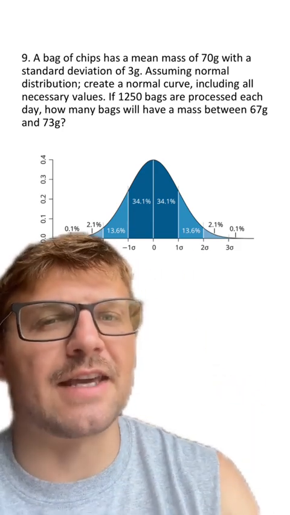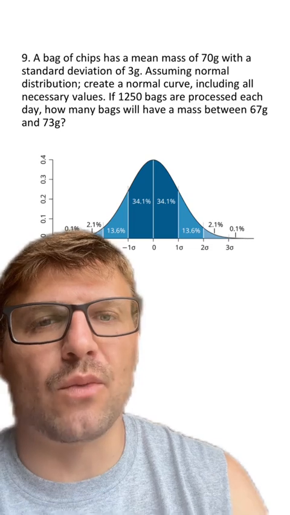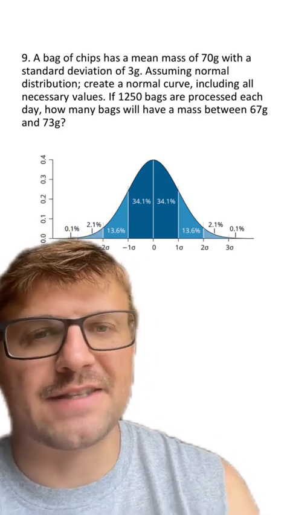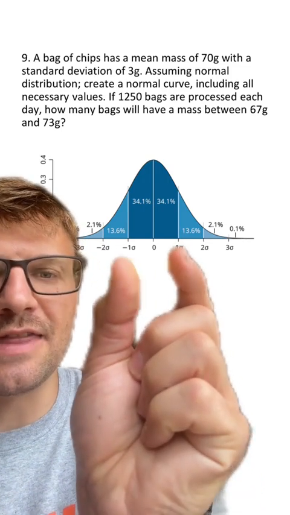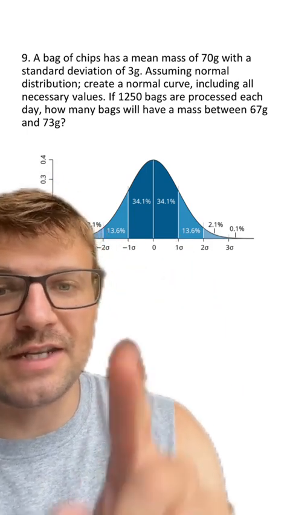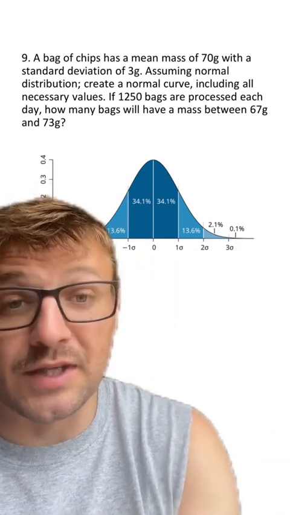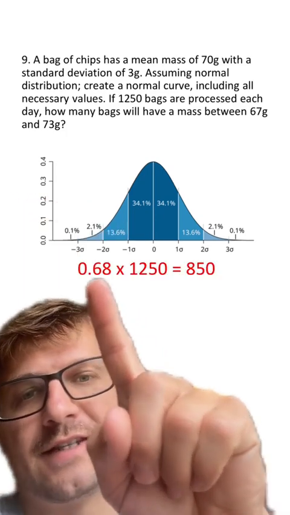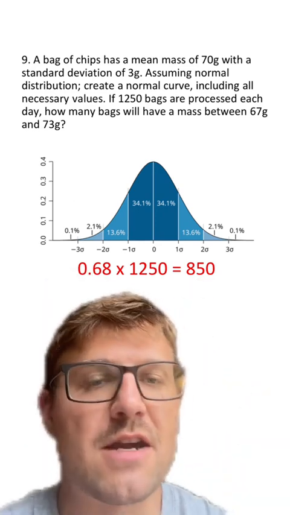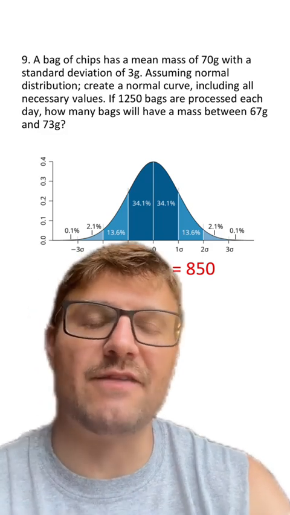The question asks, if 1,250 bags are produced each day, how many bags will have a mass between 67 and 73 grams? Again, this is kind of an easy question because it's just looking at this percent or this margin of the data. Because 70 is here in the middle, positive and negative 1 standard deviation would be between 67 and 73. So again, we take 68% and multiply it by 1,250 and we get 850 bags. So 850 of those bags are going to have a mass between 67 and 73 grams.